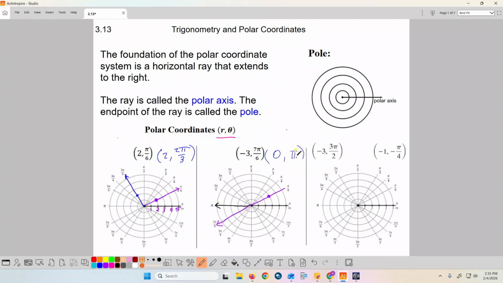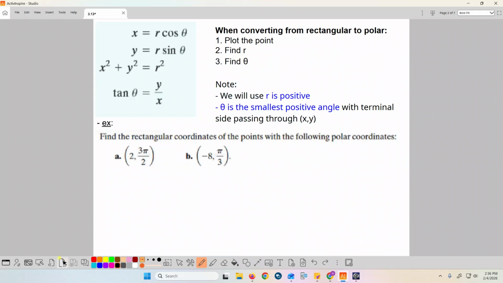Okay, and well, where is 0? Isn't 0 at the pole? If this is 1 and this is 2 and this is 3, right? 0 is right here at the pole. So anytime you have an r value of 0, your point is always going to be located at the pole. All right, so get some extra examples there that you can try on your own, and we'll keep going on to the next slide.